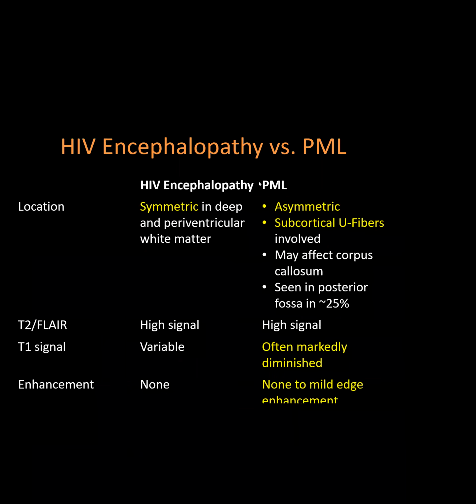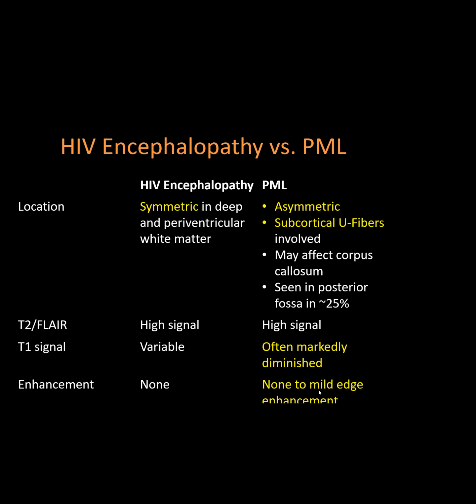Just to differentiate again: for HIV encephalopathy, I'd look for symmetric, deep and periventricular white matter abnormal signal. I'd look for maybe evidence of central volume loss with big ventricles. PML is more likely to be asymmetric and more peripheral. It can go into the corpus callosum, and like other things that cause demyelination, it can go to the posterior fossa too. One thing they talk about is that demyelination, including PML, very often has dark signal on T1, like black holes. That's less common with HIV encephalopathy. HIV encephalopathy won't enhance. PML will have either no enhancement or maybe edge enhancement.